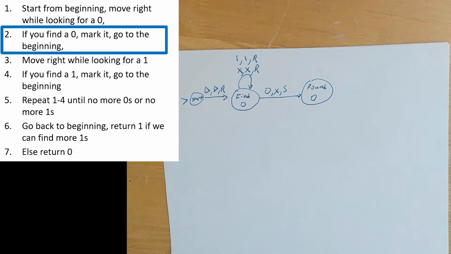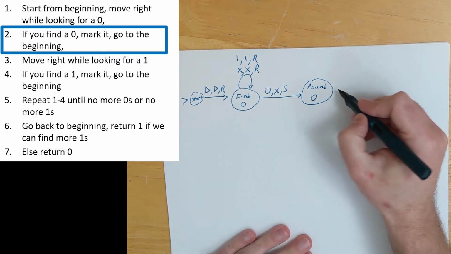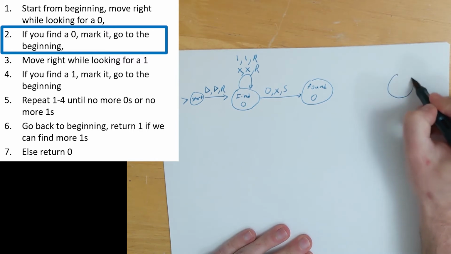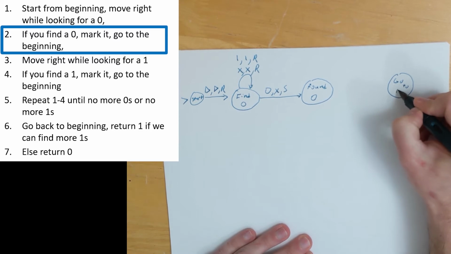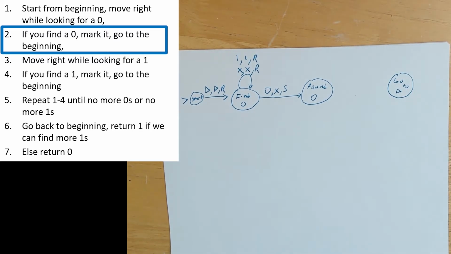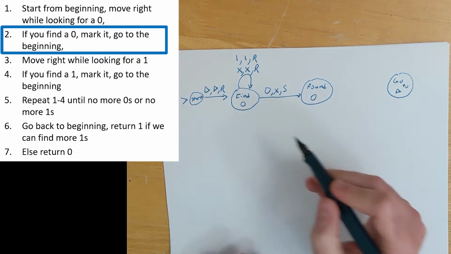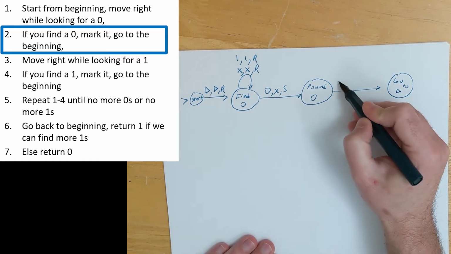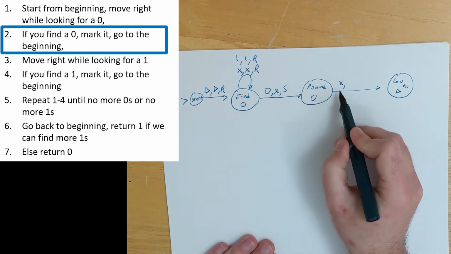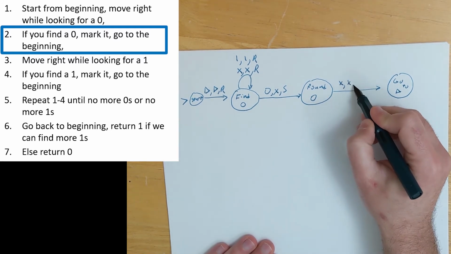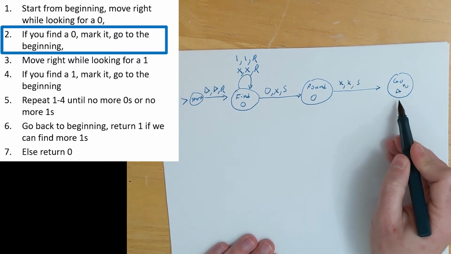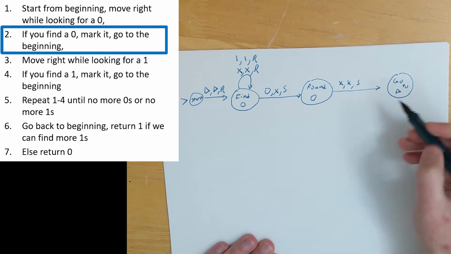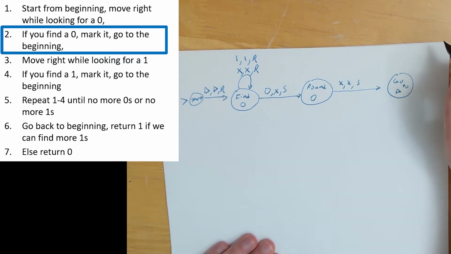And now once I have found a 0, I need to go to the beginning. So I'm going to have this other state over here that represents going to the start of the tape. I want to go find that triangle. So once I have found my 0, maybe I'll be looking at a marked off character. I don't want to change it. I'm going to stay in the same place, but I need to go to this position where now I'm going to start marching left to find the beginning of the tape.